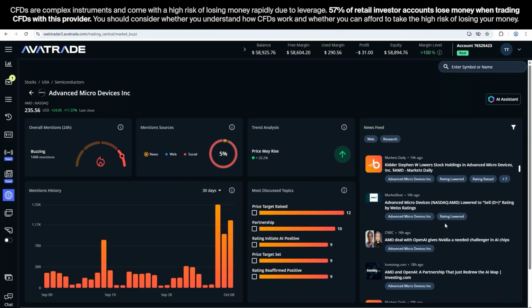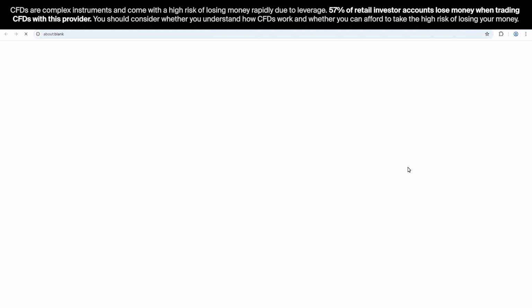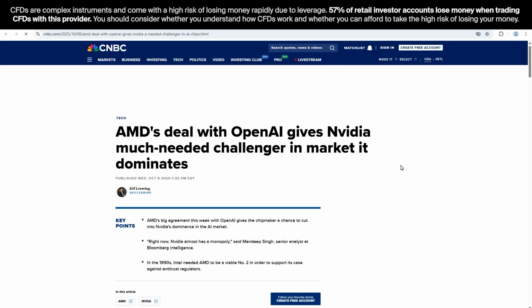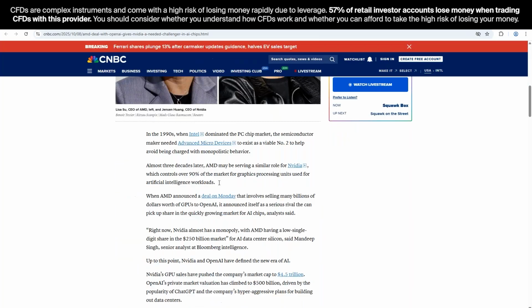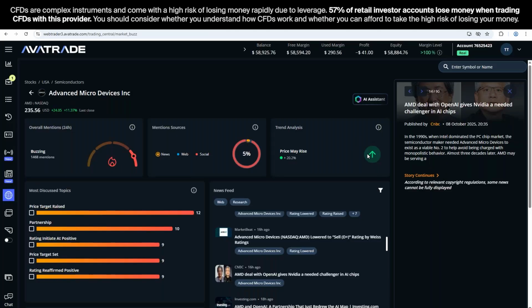And so we already saw a couple articles here that look positive for AMD. And as you scroll down, I think you'll see more. Here's the one about the partnership with OpenAI. AMD and OpenAI, a partnership that just redrew the AI map. Basically, they're the first major competitor now for NVIDIA. It was all NVIDIA, and here's another one. AMD deal with OpenAI gives NVIDIA a needed challenger. So that's a big deal. If they're challenging NVIDIA now as a chip provider for someone like OpenAI, you can start to read the articles and really make up your mind as to whether you are interested in this signal.